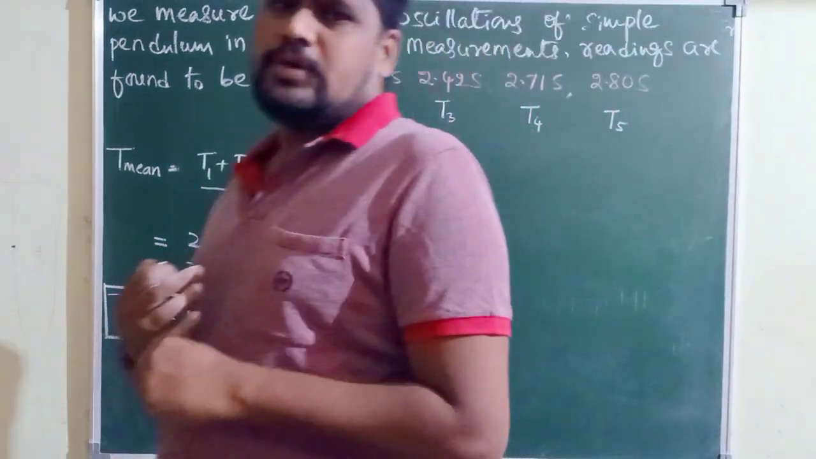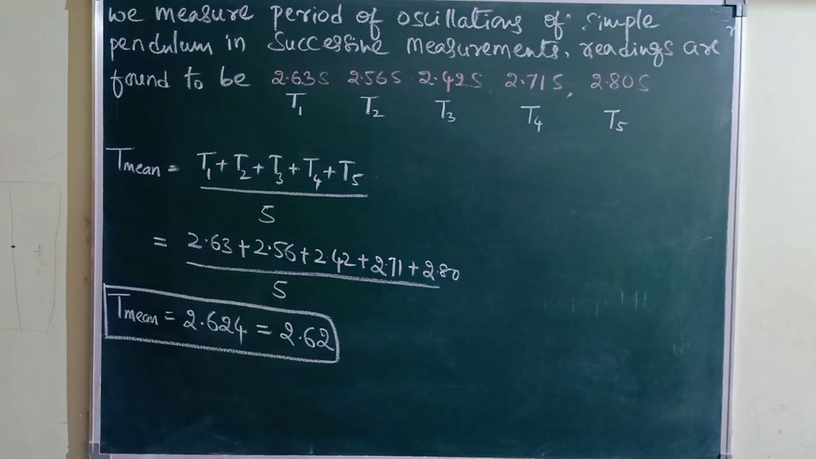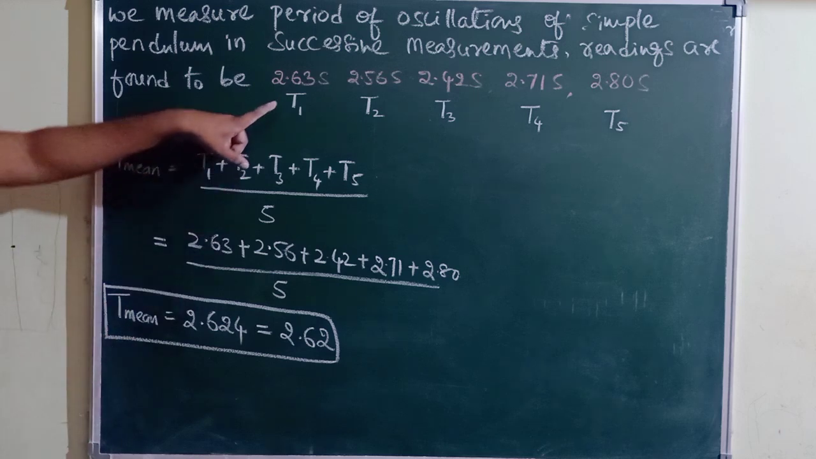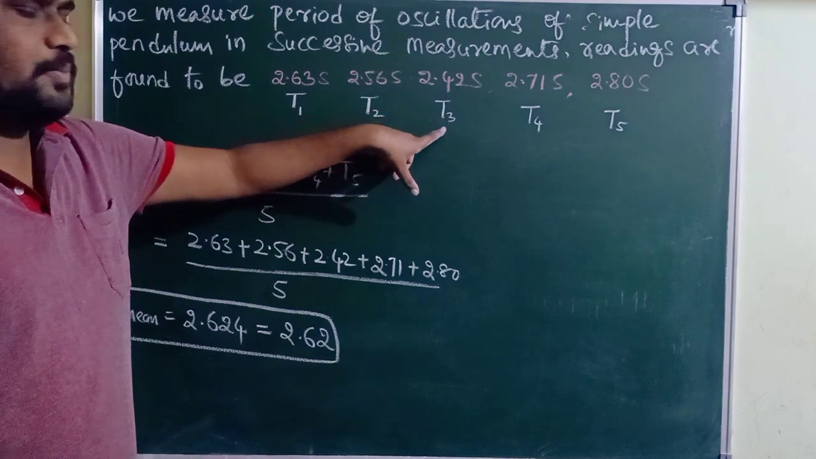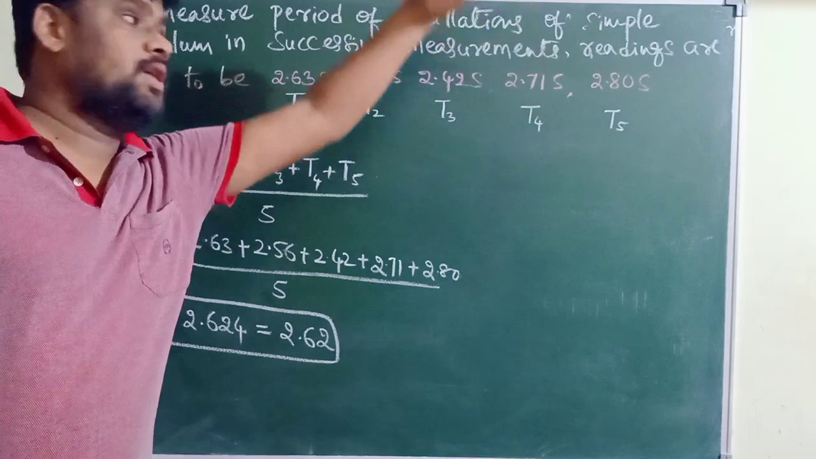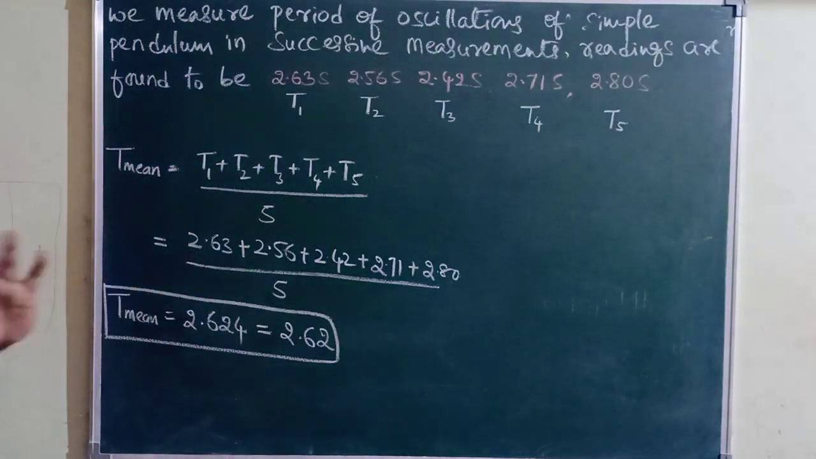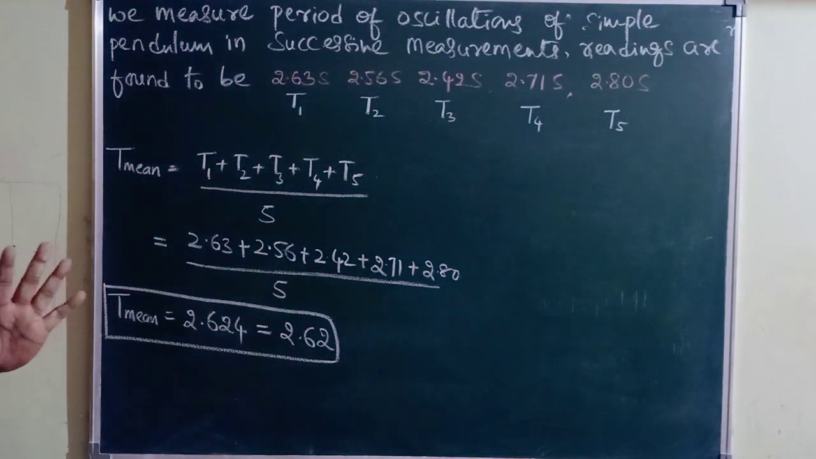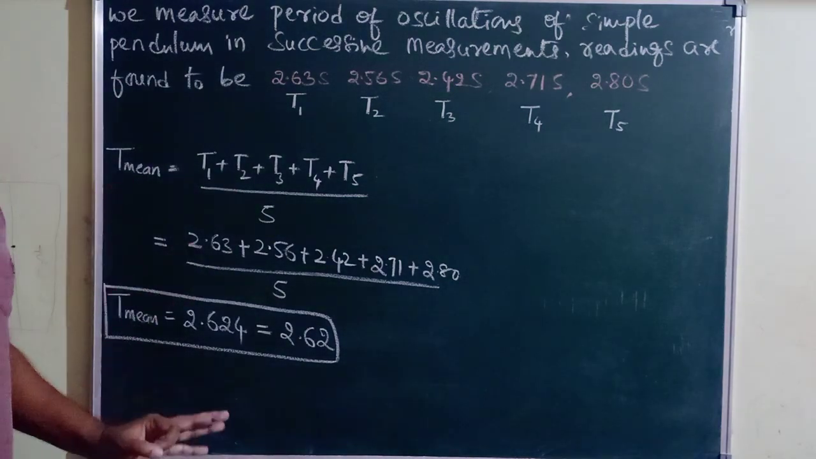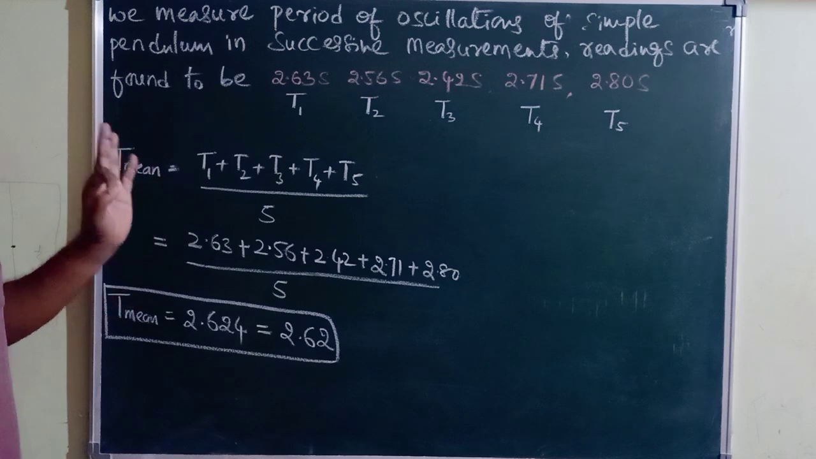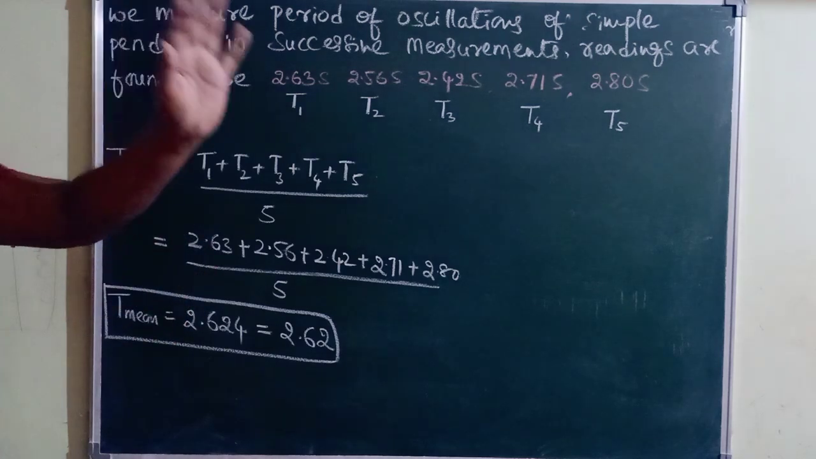What is the formula to calculate the absolute error? True value minus observed value. Which is the true value here? T mean is called the true value. Which are the observed values? This is the first observed value, this is the second, this is the third, this is the fourth, and that is the last observed value. The absolute error in the measurements is true value minus observed value.